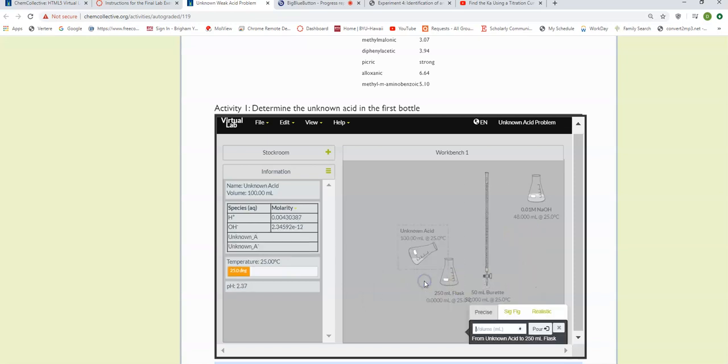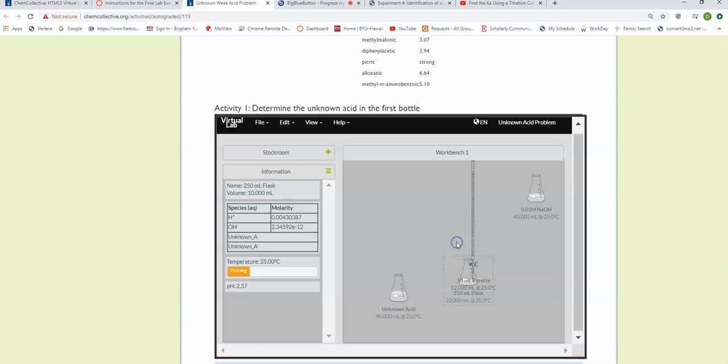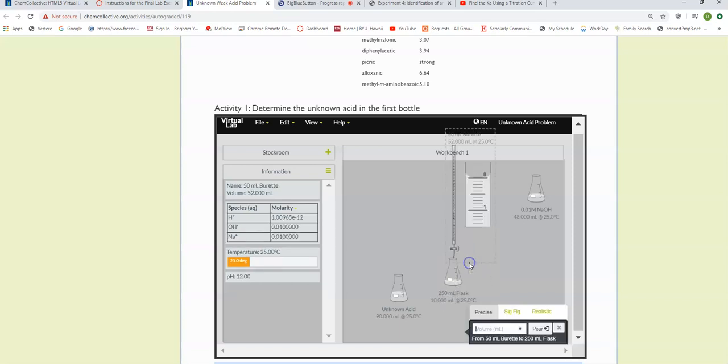Let's put in some acid here. How about 10 milliliters of acid? 10 milliliters of acid. There we go. And then, here we go. We're going to start our titration. Okay?